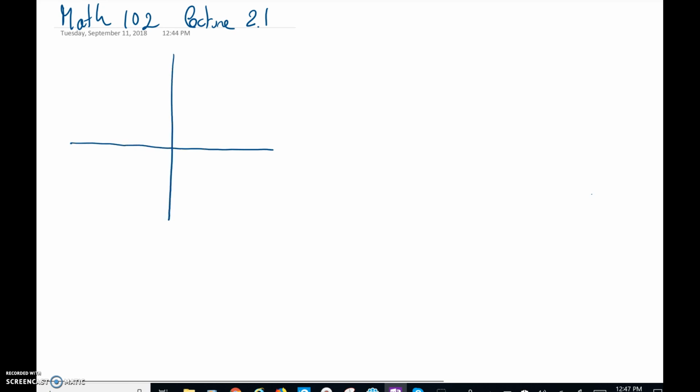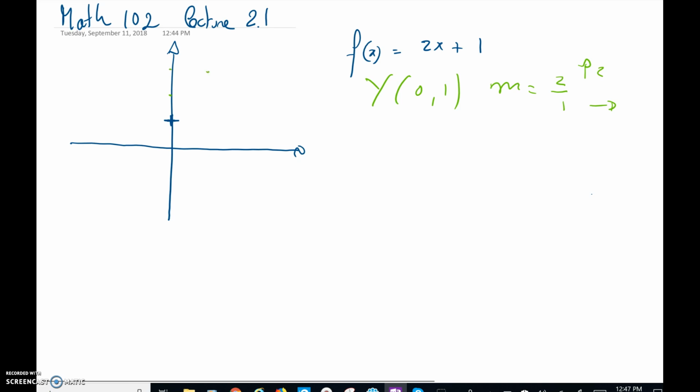If you are graphing your function, let's try to graph the function f of x equals 2x plus 1. The y-intercept is (0, 1), and if you're not following, just let me know. Because the slope m equals 2, which is 2 over 1, I need to go up 2 and right 1 from the y-intercept. And that is my line.